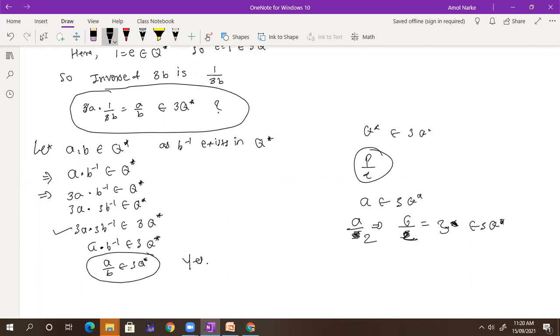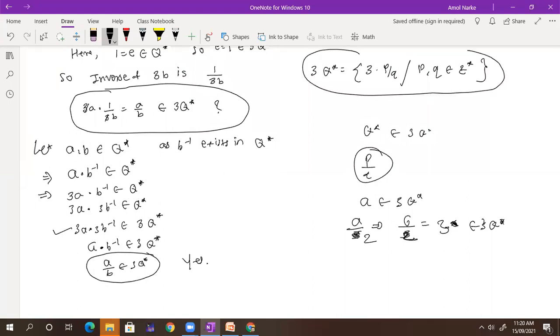So what is 3Q star? 3Q star is a set having 3 into P divided by Q, such that P and Q belong to Z star, because 0 is not there. This is the set. So we should have 3 into any P by Q.